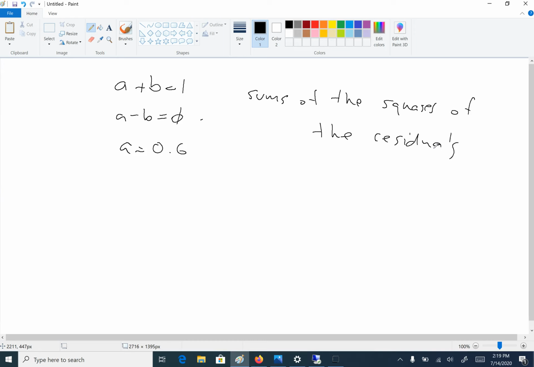Now notice that I didn't write error, because we don't know the error, and error is only with respect to an errorless value. A residual is the difference between the measured and the adjusted.